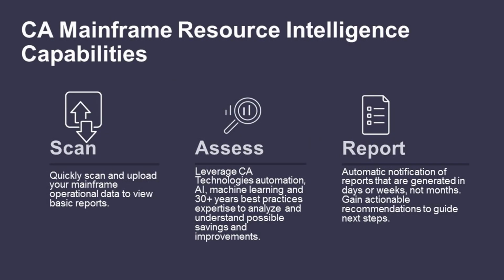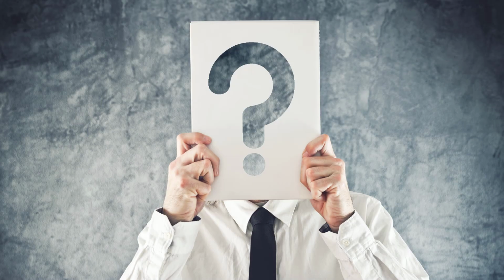CA Mainframe Resource Intelligence is a SaaS offering with a portal where you can collect and report on scanned output from disparate mainframe data, assess and visualize potential savings and optimization scenarios, and download reports and actionable recommendations. Let's take a deeper look at each step. Performing an assessment depends on collecting all the right data about your current environment.